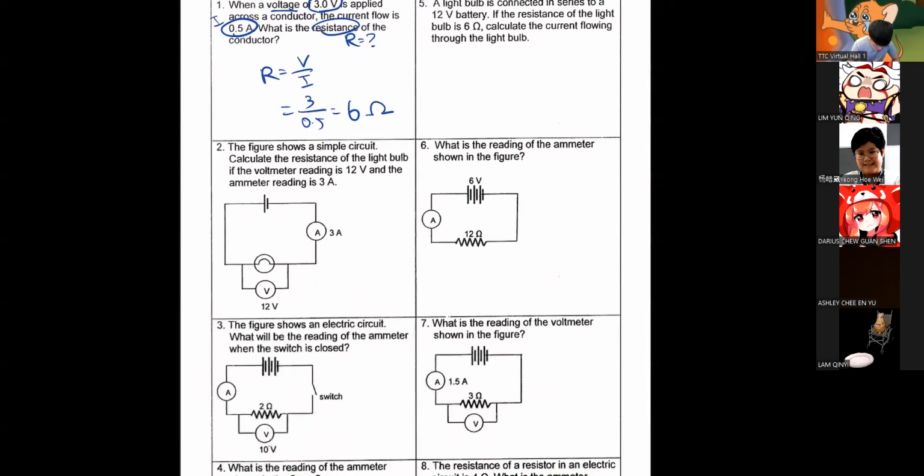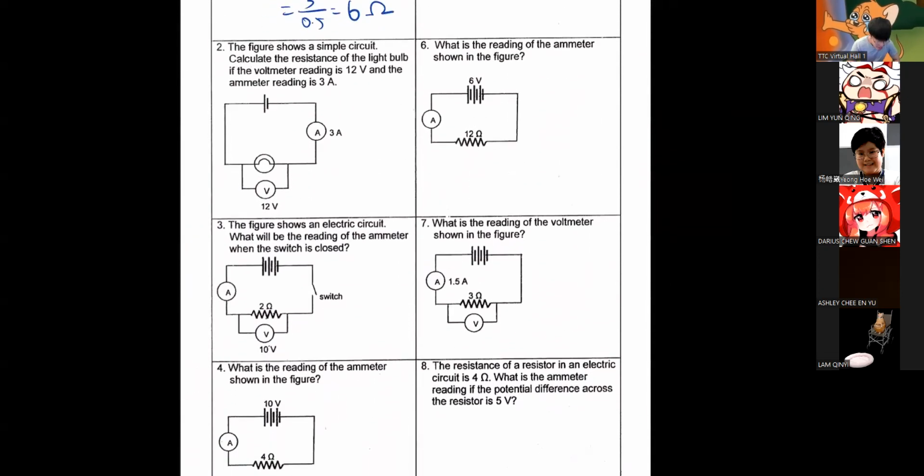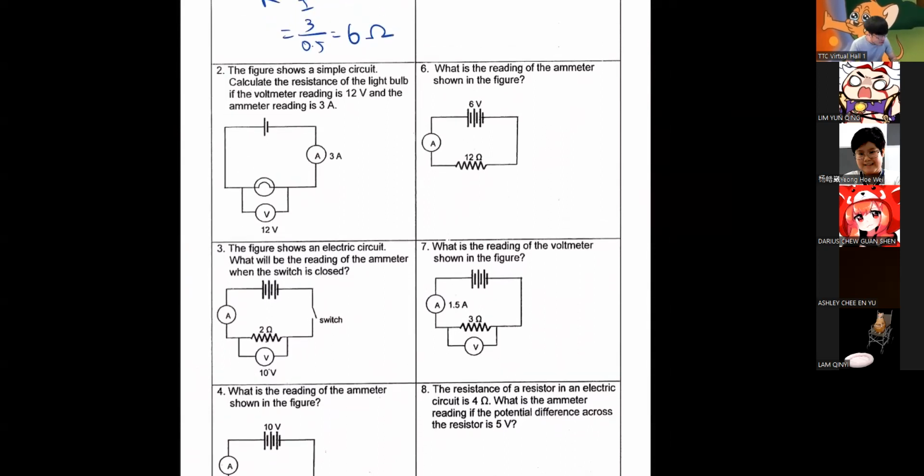So how many questions do you have? You have 8 questions here. I want you to do it right now. Please do it right now. I will go to the toilet real quick. When I come back, I will give you the answer. I'll give you 5 minutes. I will come back at 7:39. I'll give you the answer later.